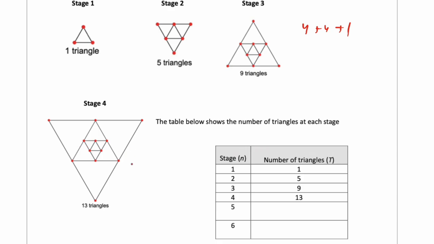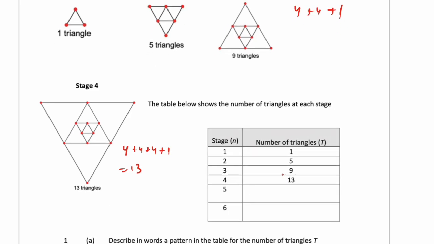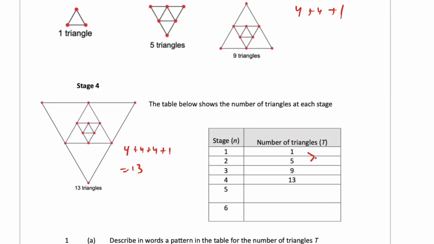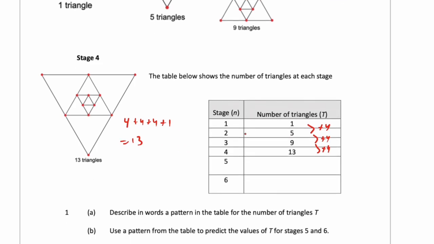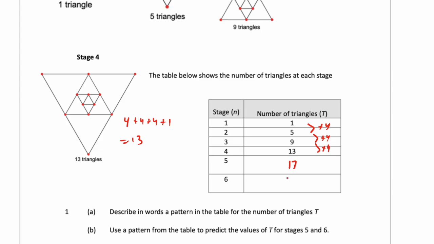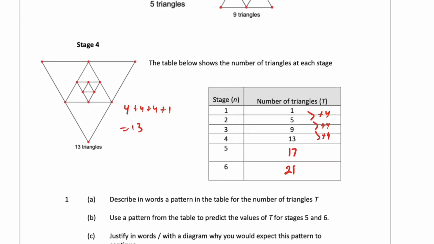We have 4 of the small type, 4 of the next size, then 4 of this size, and then one more for the big one, which is 13. So the pattern continues. Let's look at the pattern. The pattern is adding 4 each time. As you can see, we get a bunch of 4s. We're adding 4 each time. This is going to be 17 and 21.